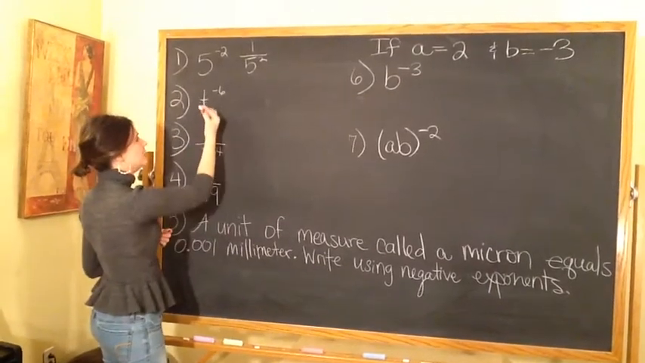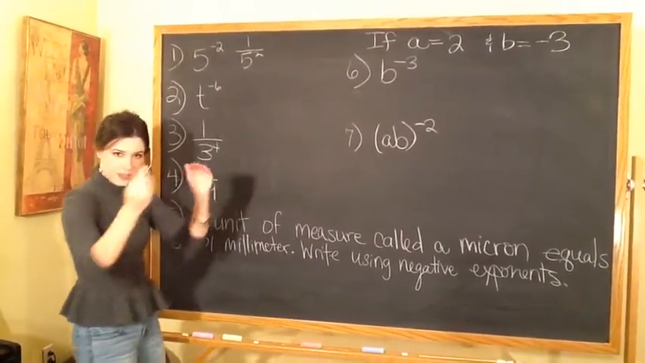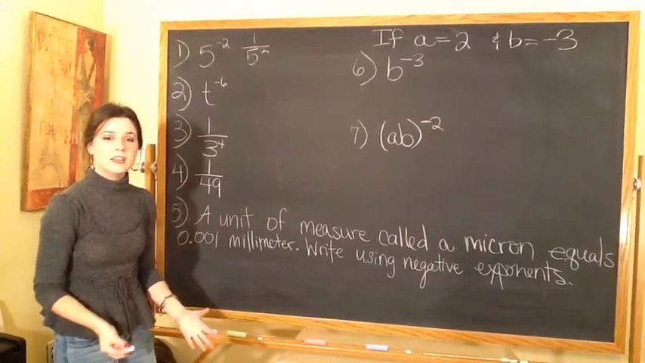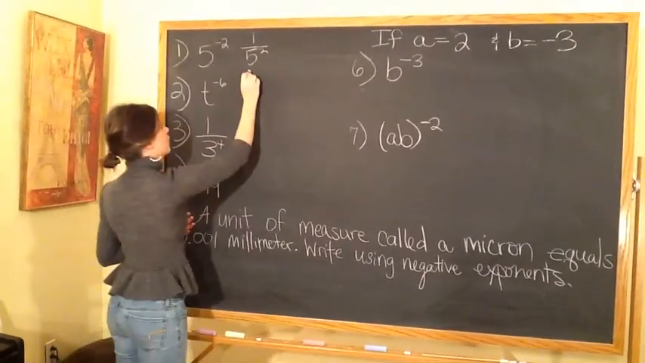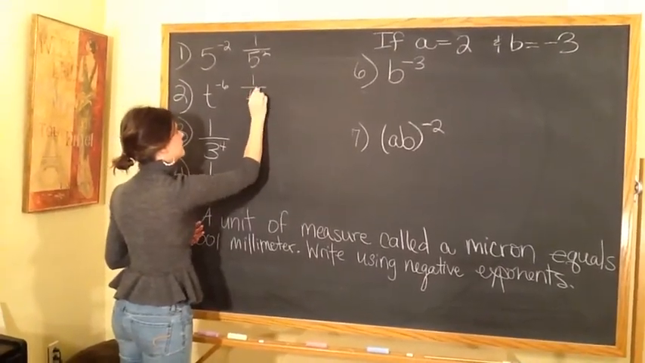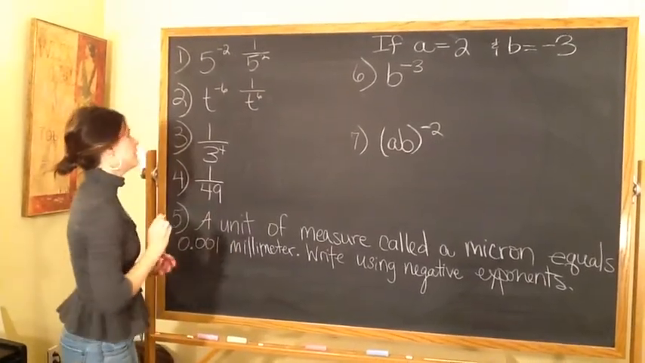Alright, so if we have t raised to the -6th power, we just have to move it to the denominator and we all of a sudden have a positive exponent. So 1/t to the 6th power. That will be our answer.